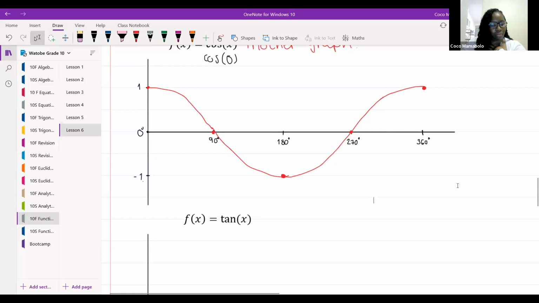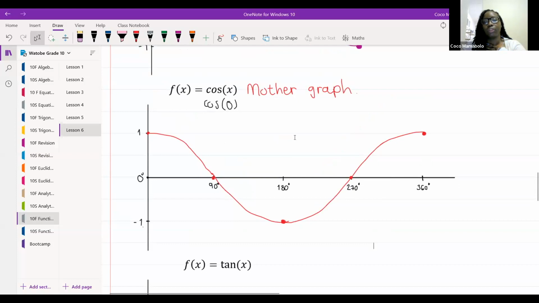Ma'am, I just wanted to find out on the mother graph, are they always going to give us those 4 angles like 90, 180, 270, and 360? Are we always going to have to write down those 4 angles? I say use those ones. The reason I say use those ones is because it's easy to remember 0, 1, 0, minus 1, 0. That's why we use those. But the mother graph is very important because we're going to start shifting things around.